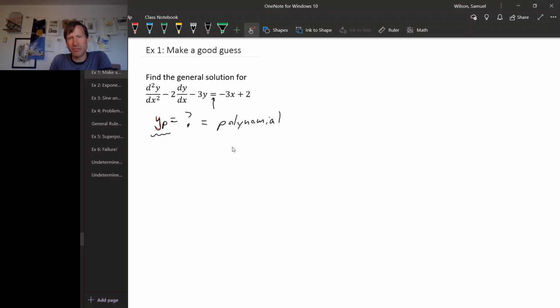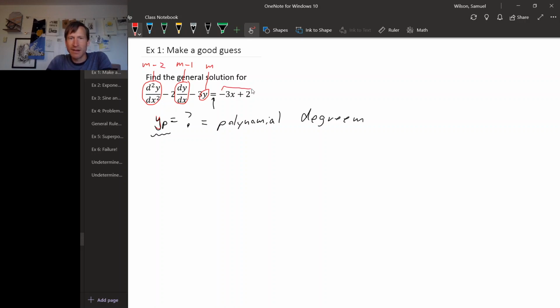So what degree of polynomial? Well, whatever degree, say degree m, if we guess a degree m polynomial, then this y right here is going to be degree m. This derivative right here, dy dx, is going to be degree m minus 1, because when you take the derivative of a degree m polynomial, you get a degree m minus 1 polynomial. And the second derivative here is going to be degree m minus 2.